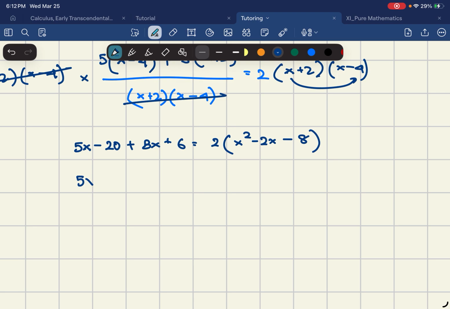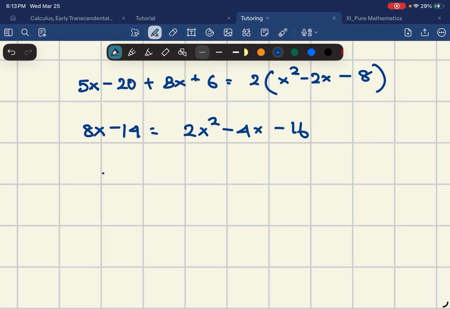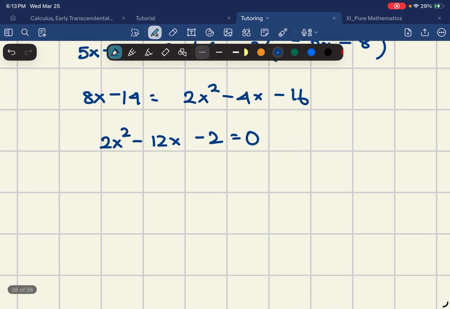So I have 5x minus, so if I simplify, 5x plus 3x is 8x, minus 20 plus 6 is minus 14, is equal to 2x squared minus 4x minus 16. Now I can simplify this further. I can write this as 2x squared minus, so 4x, if I take 8x to the other side, I have to subtract 8x. So minus 12x, and you will find out that it's going to be minus 30. Sorry, not minus 30, it's going to be minus 2. I believe this should be the quadratic equation.